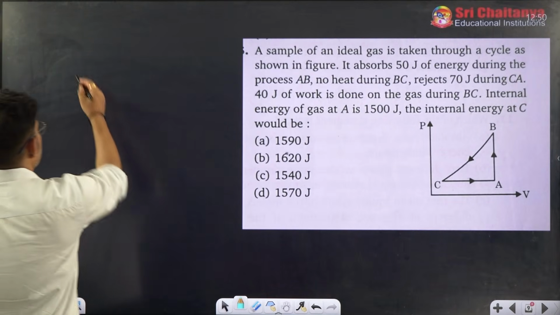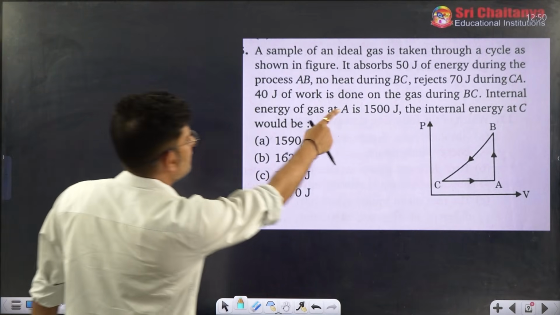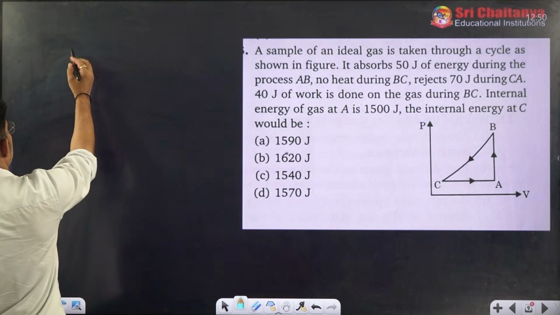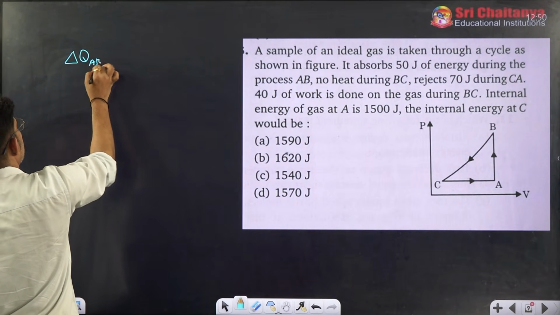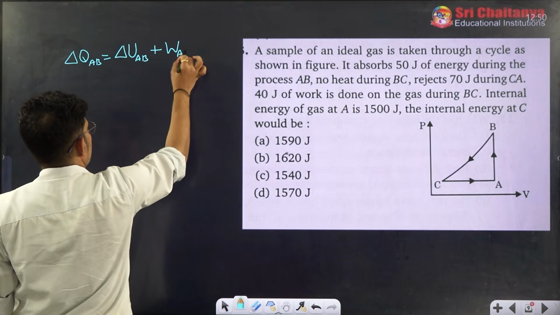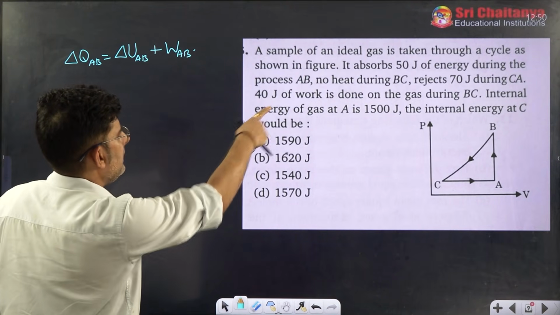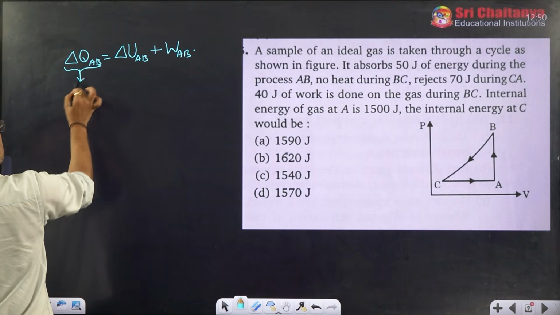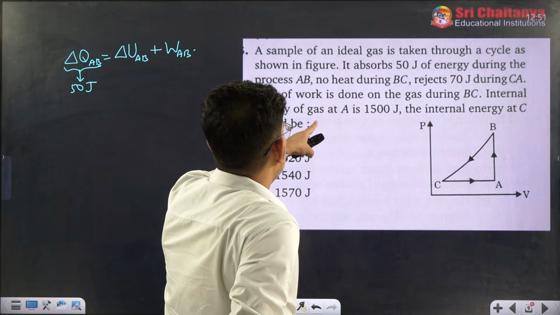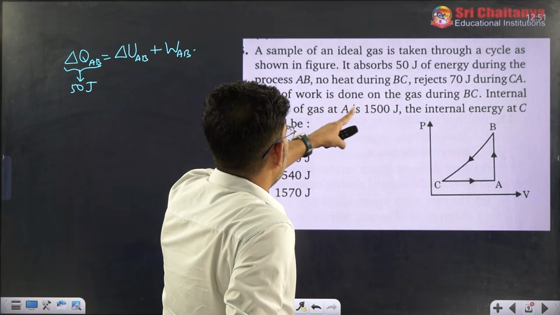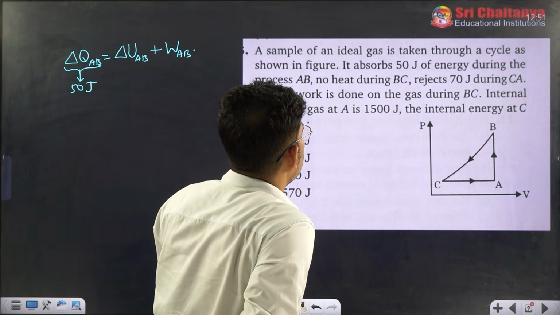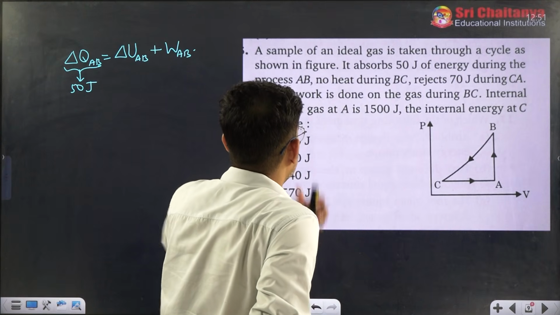Now during the process AB, we have 50 joule. So delta QAB is delta UAB plus work done. Now in AB they have given 50 joule is absorbed. Whenever absorbed heat is there, you will use plus sign. Now what they are saying: no heat is rejected during BC and reject 70 joule during CA.